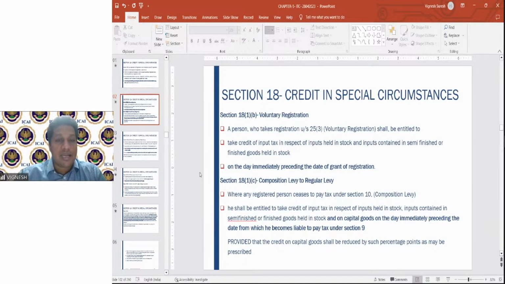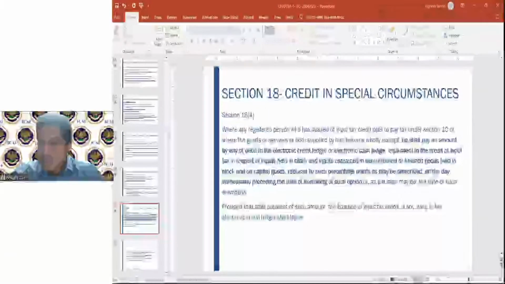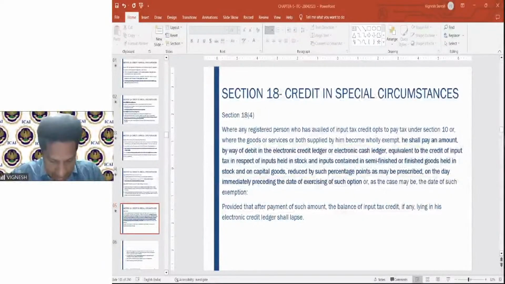But again, a laptop is a capital good. The moment the laptop is a capital good, you will not get any input tax credit under 18.1b. Clear? It is before 1 year, we can't claim. Yes, you have got the point correctly now. Okay.